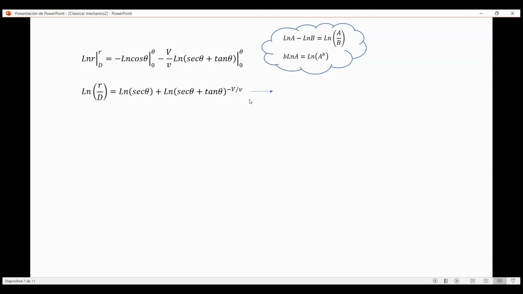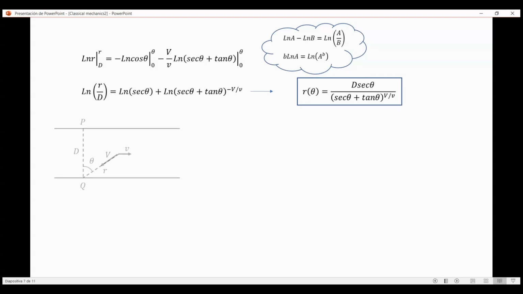Okay. So if we arrange this carefully, the sum of the logarithms is the logarithm of the product, and we get this formula here, that r of theta is d multiplied by the secant of theta divided by secant of theta plus the tangent of theta, to the power capital V divided by small v. Just arrange carefully using the properties of logarithms. This is the formula we were asked for.